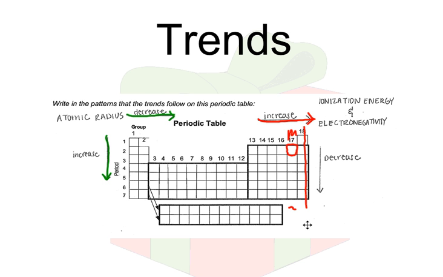So you need to be able to memorize these trends. Atomic radius decreases going left to right and increases going down. And ionization energy and electronegativity increase going left to right and decrease going down.